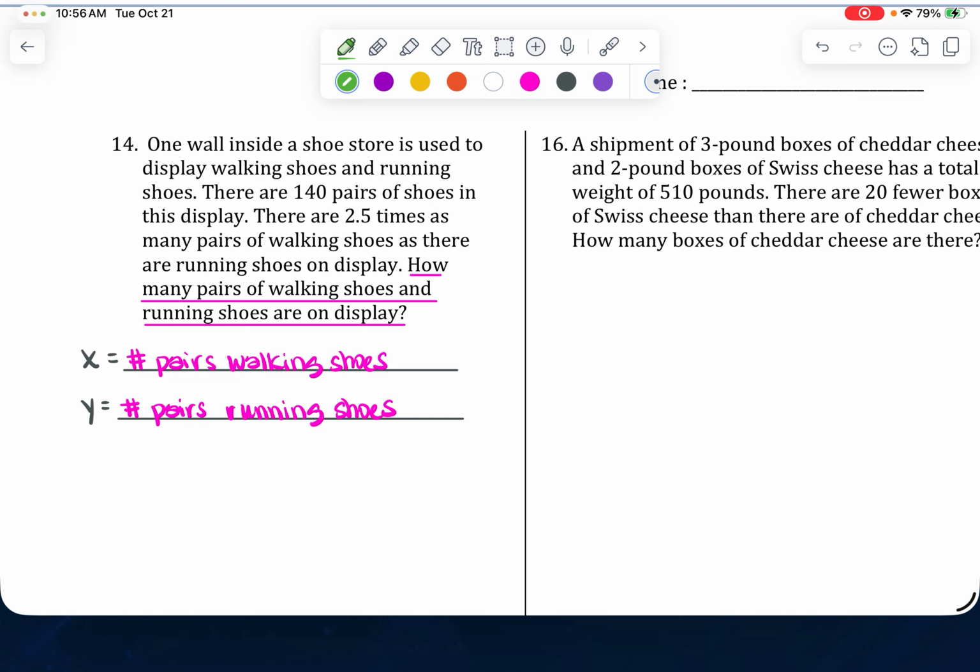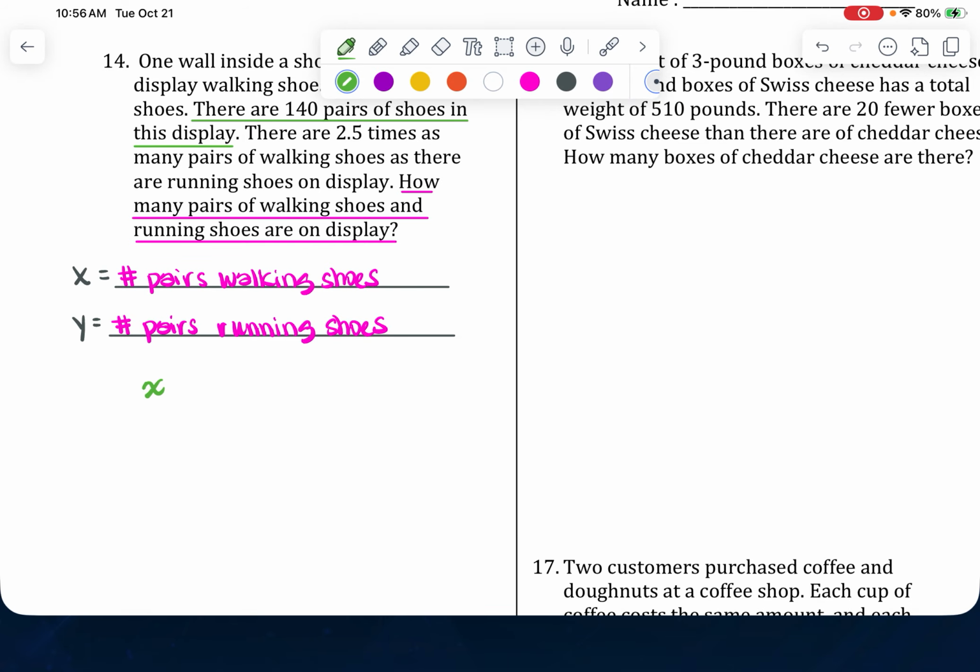Okay, so now that I've established what I'm looking for, number of pairs of shoes, I'm going to go to my sentences here. There are 140 pairs of shoes in the display. Well, that's the total. So if I add all the pairs of walking shoes plus all the pairs of running shoes, I should get 140 pairs of shoes. Now, the next one's kind of tricky. We talked about this in class the other day. There are 2.5 times as many pairs of walking shoes as there are running shoes.